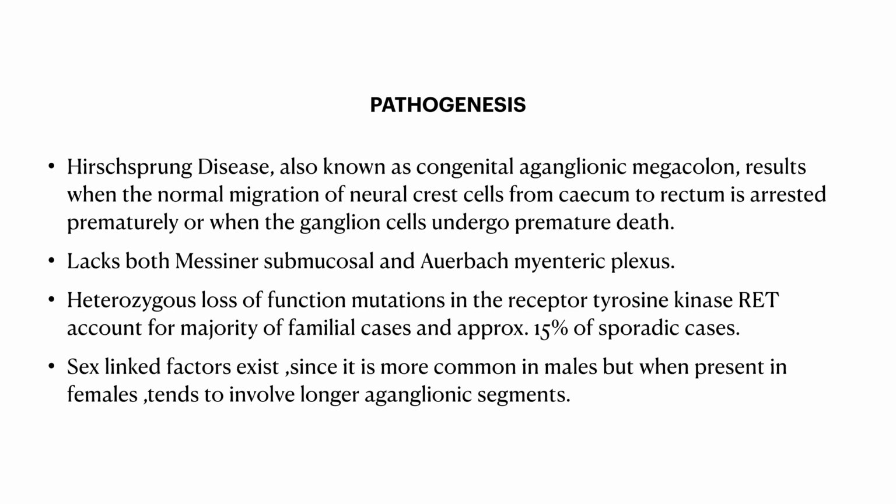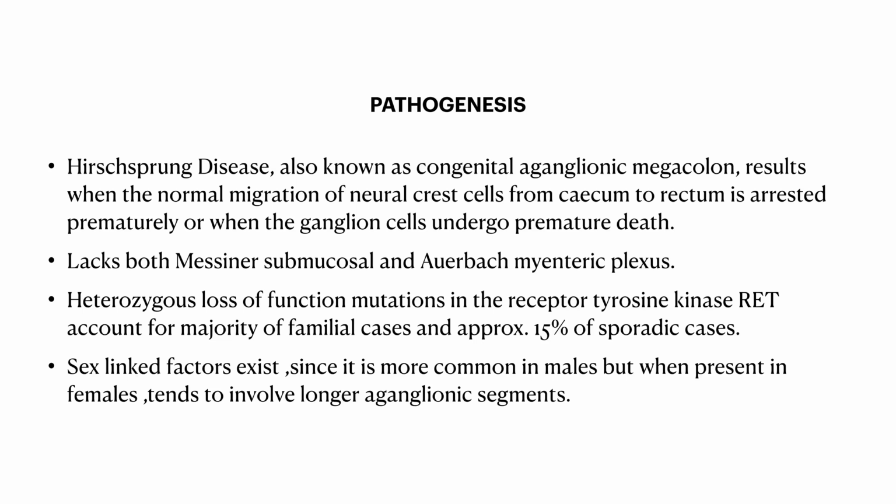Pathogenesis. The enteric neural plexus develops from neural crest cells that migrate into the bowel wall during embryogenesis. Hirschsprung disease, also known as congenital aganglionic megacolon, results when the normal migration of these neural crest cells from cecum to rectum is arrested prematurely or when the ganglion cells undergo premature death.